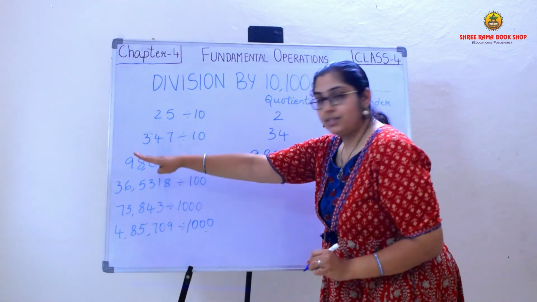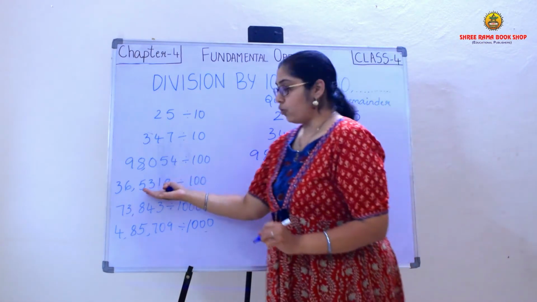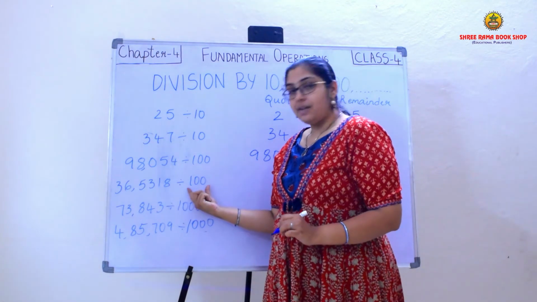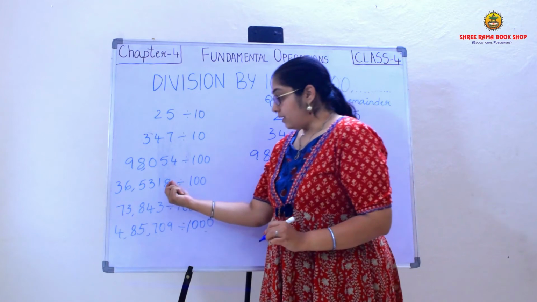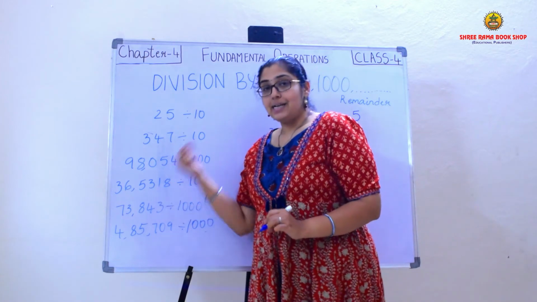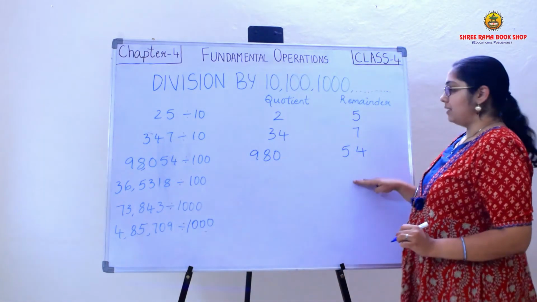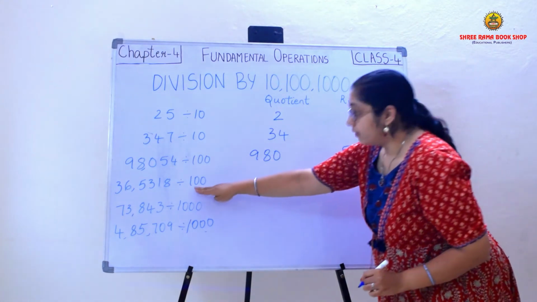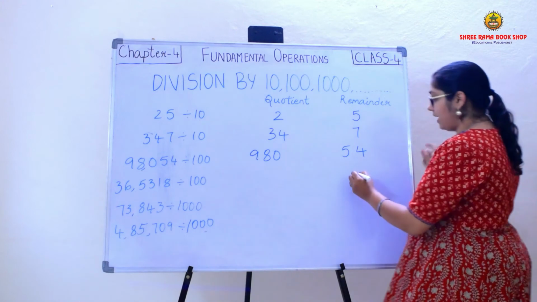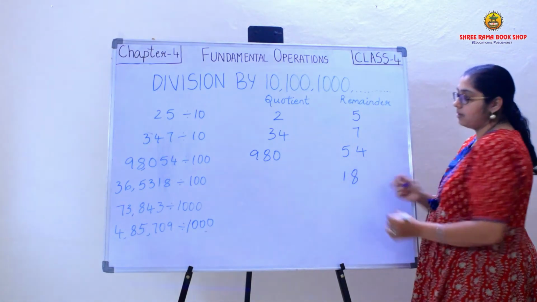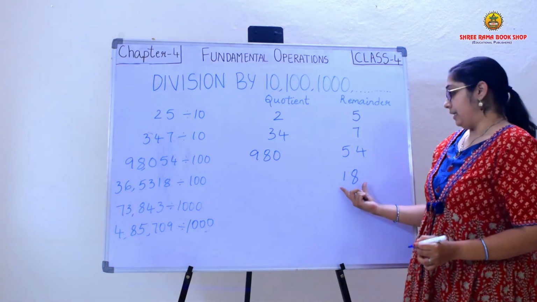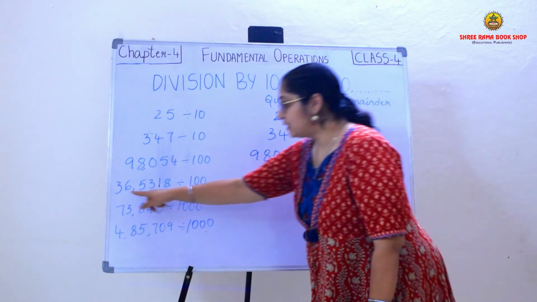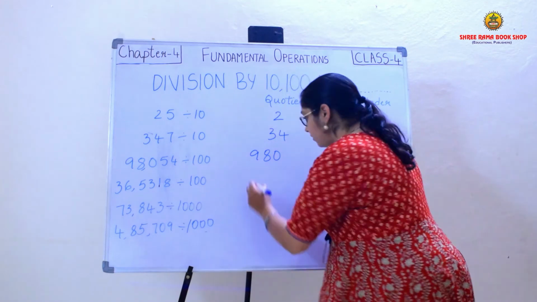The number of digits is not necessary. Maybe 4 digit, 5 digit, 6 digit and so on. But when you are dividing a number by 100, the digits in the ones and tens place will for sure be the remainder and the remaining digits will be the quotient. Here in this number, 18 will be the remainder because those are the last two digit places, right? Now I need to write the quotient. So the quotient is 3653.